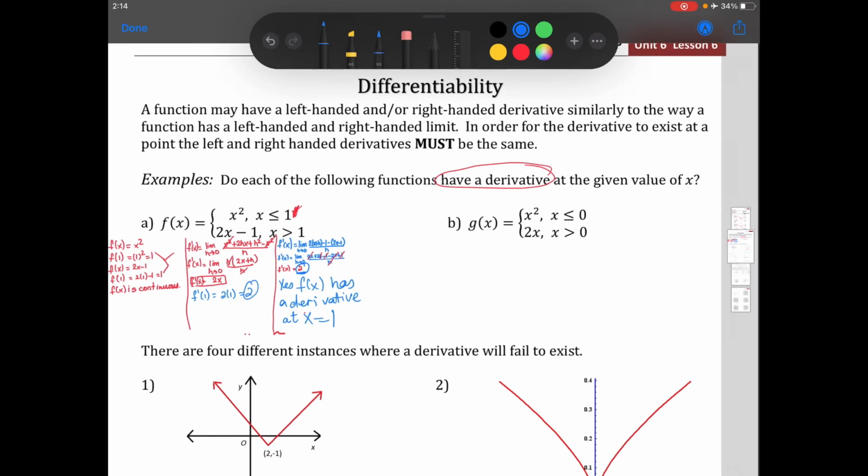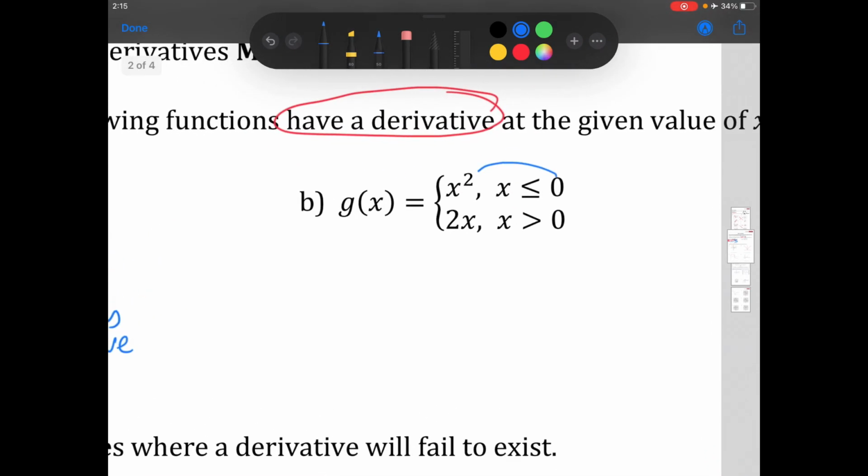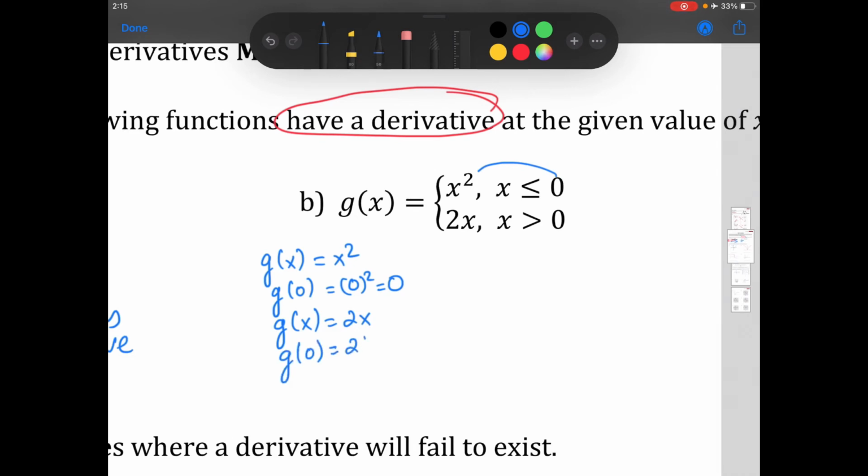So now similarly I'm going to do b. First I'm going to find if it is continuous, and then from there I'm going to find if the derivative exists at 0. So to check for continuity, we can just substitute in here. My first function is g of x equals x squared. So g of 0 is 0 squared, which is just 0. My second function is g of x equals 2x. So g of 0 would be 2 times 0, which is 0. You got the same output. It's the same value. Therefore, g of x is continuous.